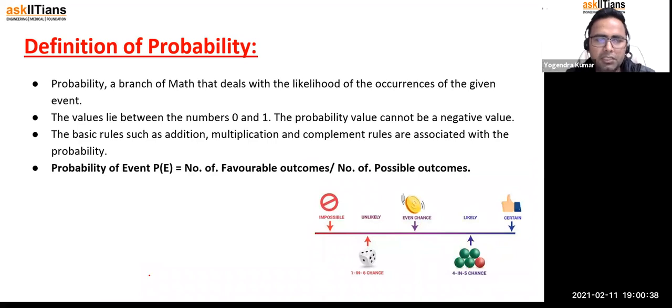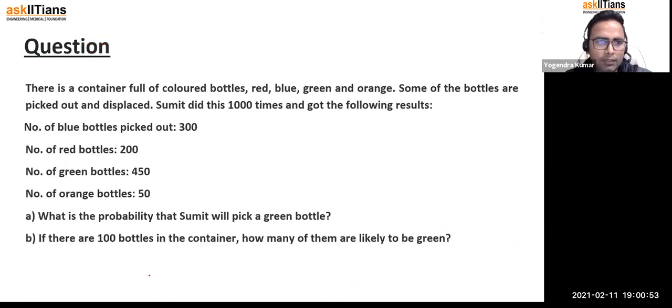Now the definition of probability: a branch of maths that deals with the likelihood of the occurrence of a given event. It is just a simple definition: favorable outcomes divided by total possible outcomes. This is what we need to remember, right?